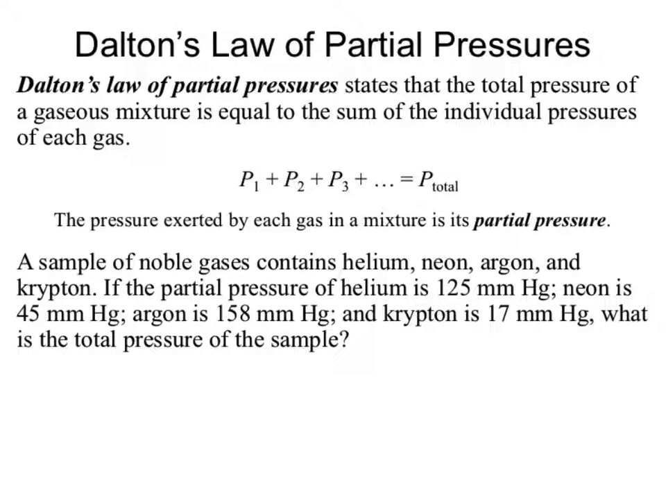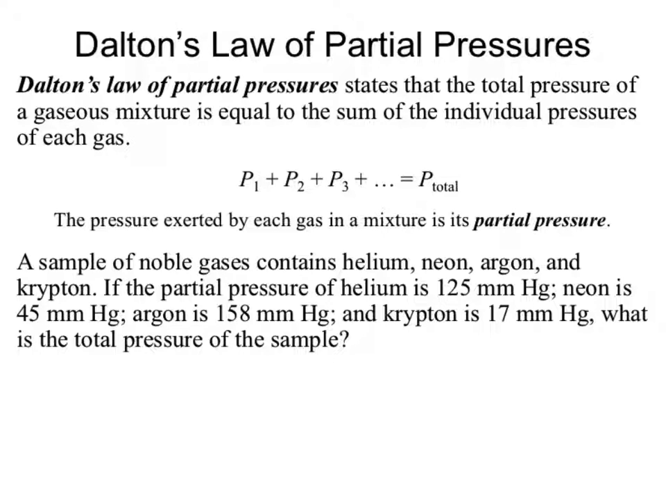So we've got helium, neon, argon, and krypton. Well, that was a lot of them. If the partial pressure of helium is 125 millimeters mercury, neon is 45 millimeters mercury, argon 158, krypton 17. What is the total pressure of the sample?